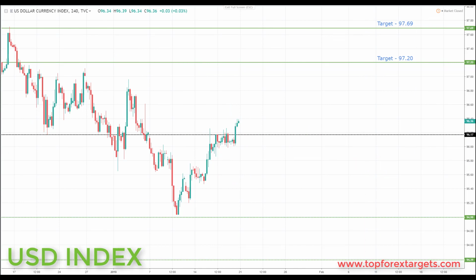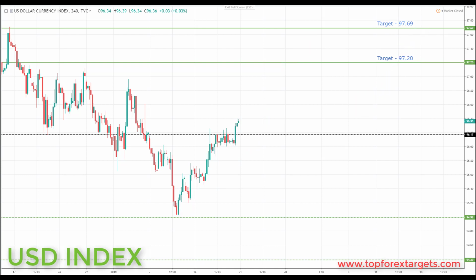If we can get a pullback and a retest of broken resistance turning support, this is going to be an area we can start to look for bullish formations and patterns. And we're going to be looking at initiating longs up towards the next key area of resistance to the upside and target set at the 97.20. If we can get a break through here, we're going to be looking up to the second key area of resistance to the upside and target 2 at the 97.69.